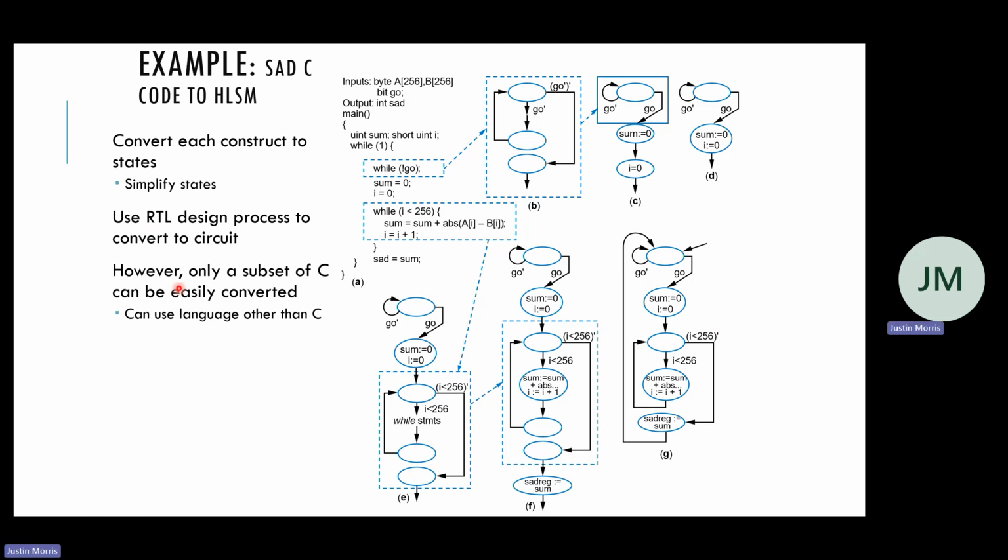One thing to keep in mind is only a subset of C can be easily converted. We need structural code to convert C code into high-level state machines directly. So if you're trying to communicate different requirements for an application with someone, you just need to make sure that you write your C code in a structural way, right? And you don't have to use C code, right? You can use whatever programming language is common between you and whoever you're trying to share the requirements with.